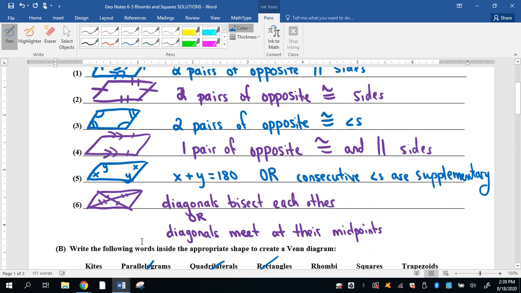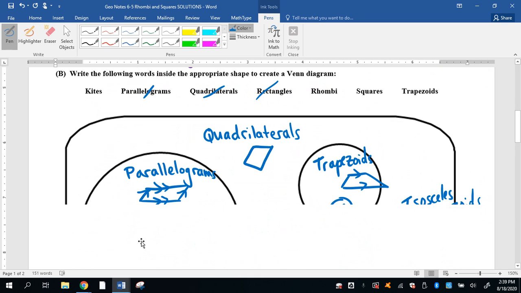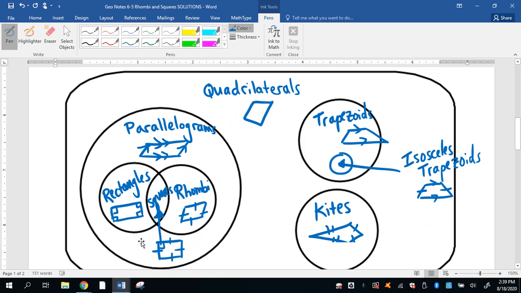The Venn diagram, you have to write the word as well as a picture that defines the vocabulary word. A quadrilateral is a 4-sided object. A parallelogram is a quadrilateral with 2 pairs of opposite parallel sides. A rectangle is a parallelogram. It has 4 right angles. A rhombus is a parallelogram with 4 congruent sides. A square is a rhombus and a rectangle and a parallelogram. So a square, you can represent it with 4 congruent sides, 4 right angles.